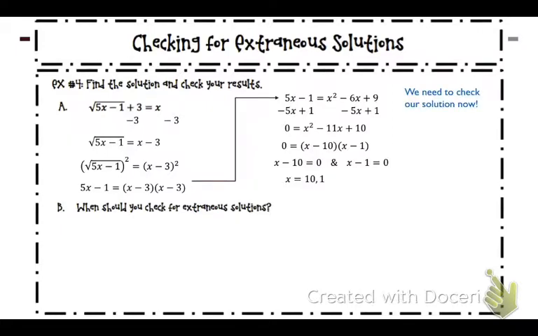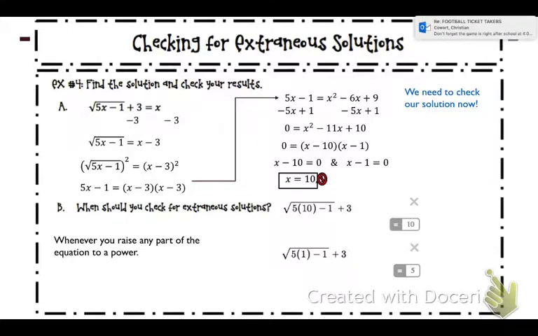So I'm going to start with 10. So you have the square root of 5 times 10 minus 1 plus 3, and that does equal 10. That's what I wanted it to equal, so we're good with that one. Second one, square root of 5 times 1 minus 1 plus 3, that equals 5. We needed it to equal 1, so 1 does not work. 10 is our only solution there. Okay?